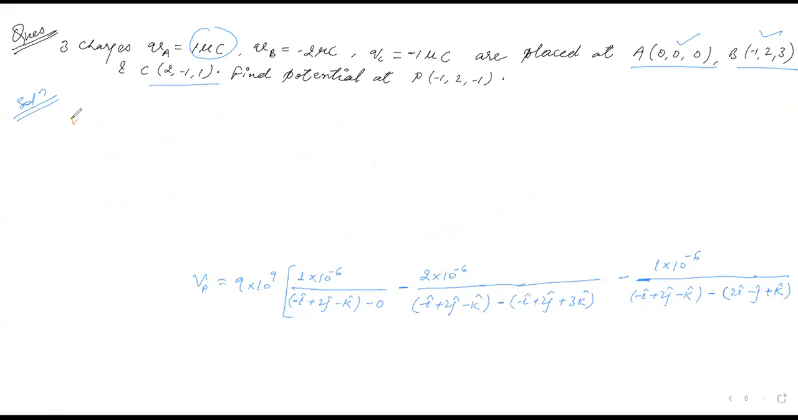Now, what is your VP? Your VP is 9 into 10 raised to the power 9. And you can look in all of the equations, you have 10 raised to the power minus 6. We can take it also outside. Yes, sir. Now, in bracket, 1 over, this is your same value, minus i cap plus 2j plus k cap in magnitude.